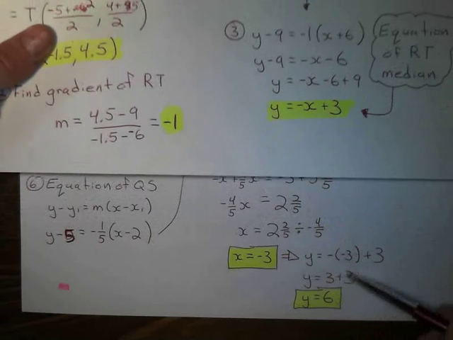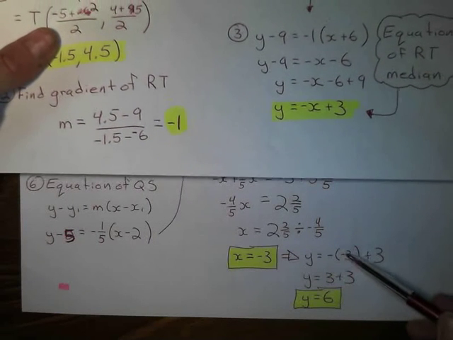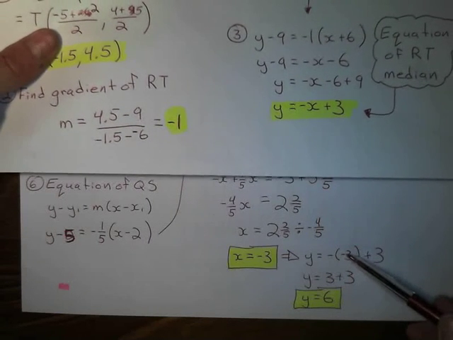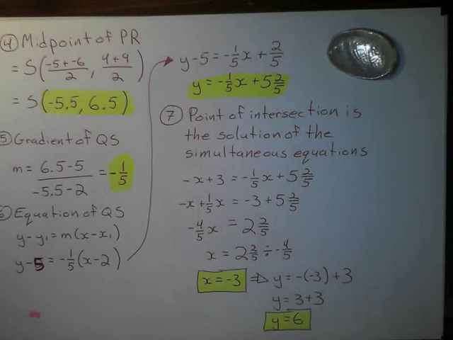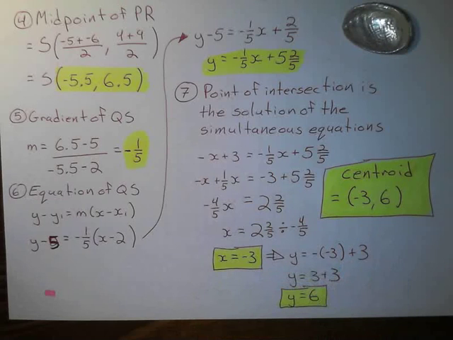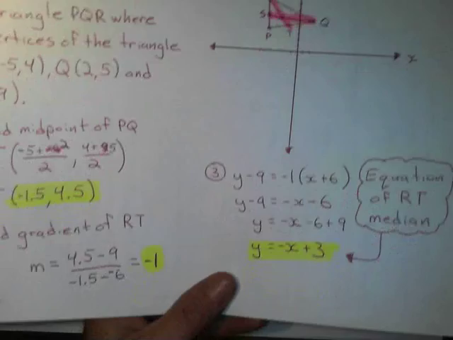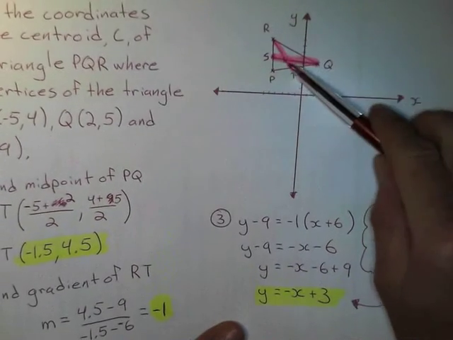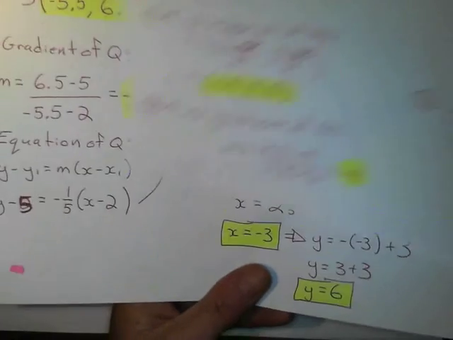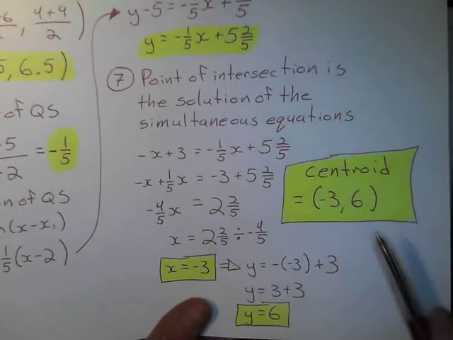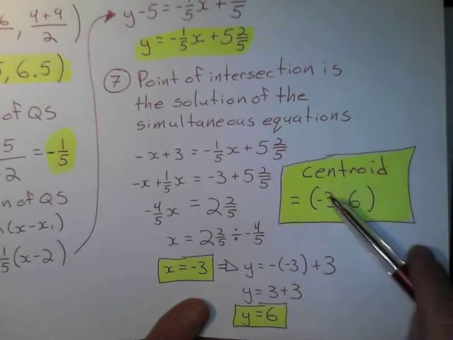Now the centroid of a triangle can also be found by finding the mean average of the x-coordinates and the mean average of the y-coordinates. Will that work for our example? Will that work for these coordinates right here? Well, let's try it. Here are the x-coordinates, negative 5, 2, and negative 6. Here are the y-coordinates, 4, 5, 9. We take the mean average of both, and we get the same value that we did with all of this work.